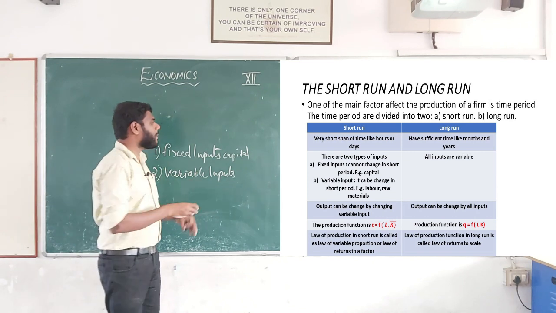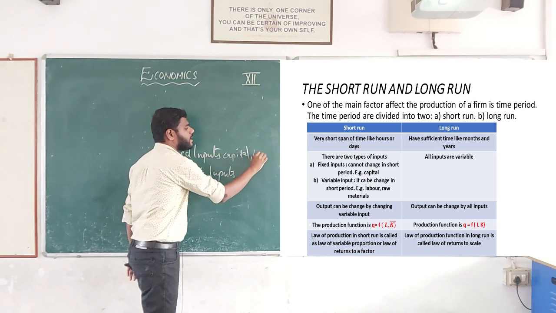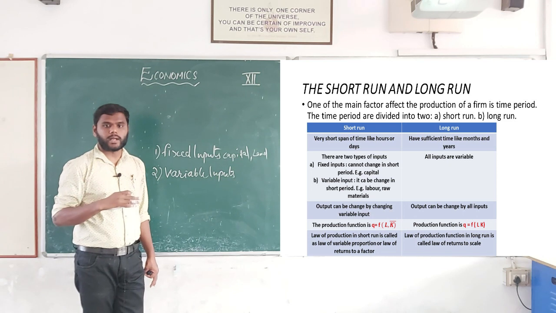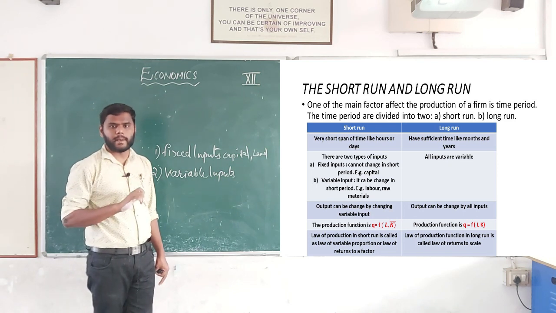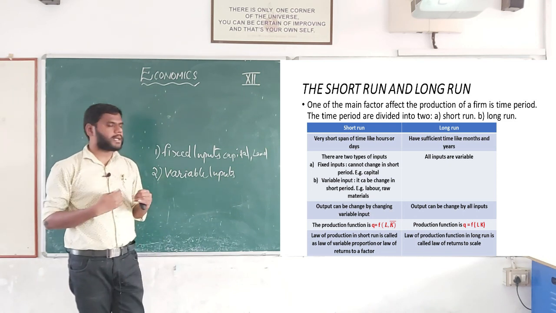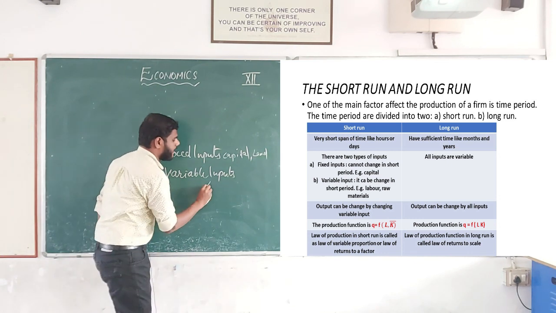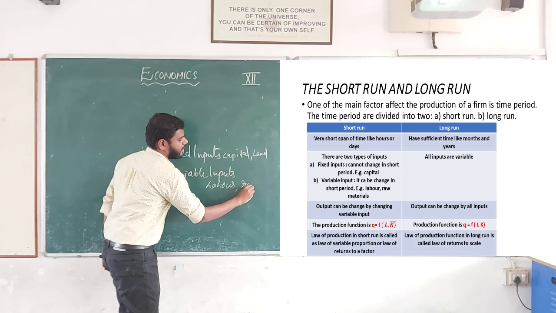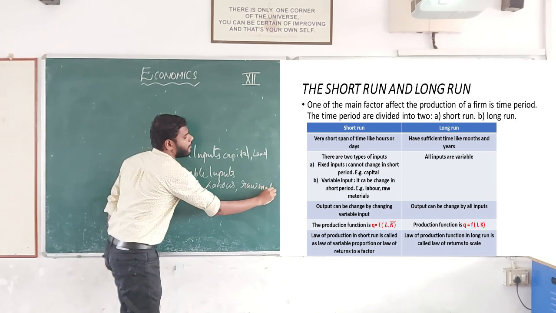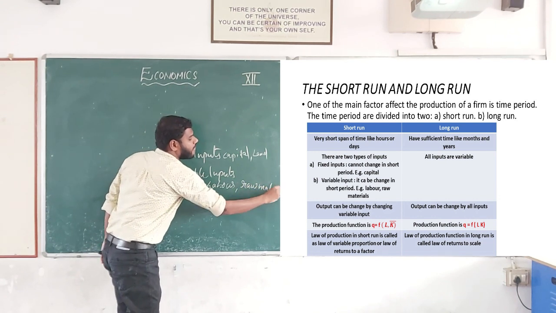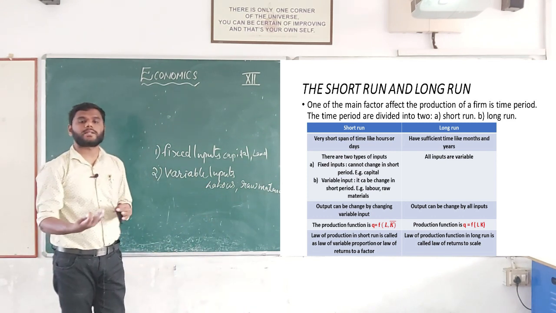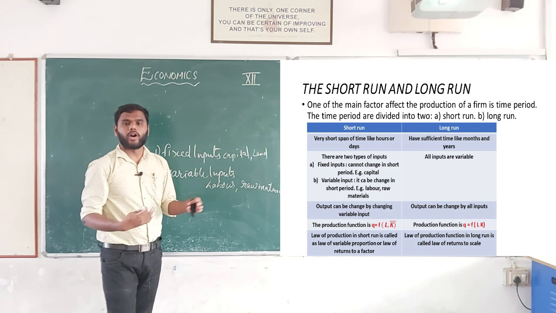അപ്പോൾ ഇവിടെ ക്യാപിറ്റലും അതുപോലെ തന്നെ ലാൻഡും ഒക്കെ ഷോർട്ട് റണ്ണിൽ ഫിക്സഡ് ഇൻപുട്ടാണ്. അത് നമ്മൾക്ക് ഒരിക്കലും ചേഞ്ച് ചെയ്യാൻ പറ്റില്ല. പക്ഷെ നമുക്ക് ചേഞ്ച് ചെയ്യാൻ പറ്റുന്നതുണ്ട്, that is labor and raw materials. These are the variable inputs. ഷോർട്ട് റണ്ണിൽ നമുക്ക് വേരി ചെയ്യാൻ പറ്റുന്ന ഇൻപുട്സ് ആണ് ലേബറും റോ മെറ്റീരിയൽസും.